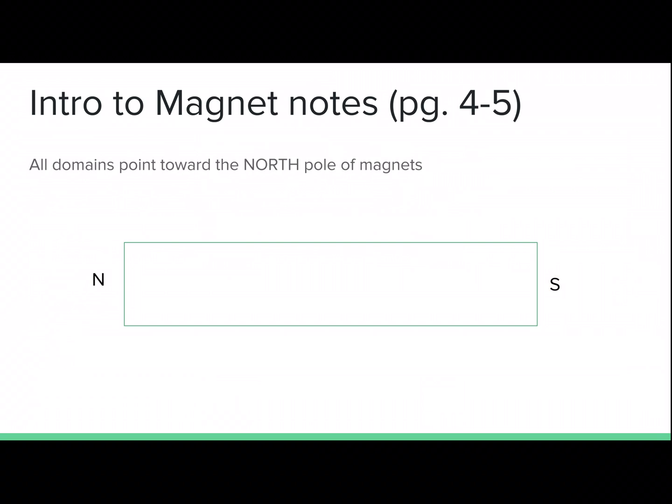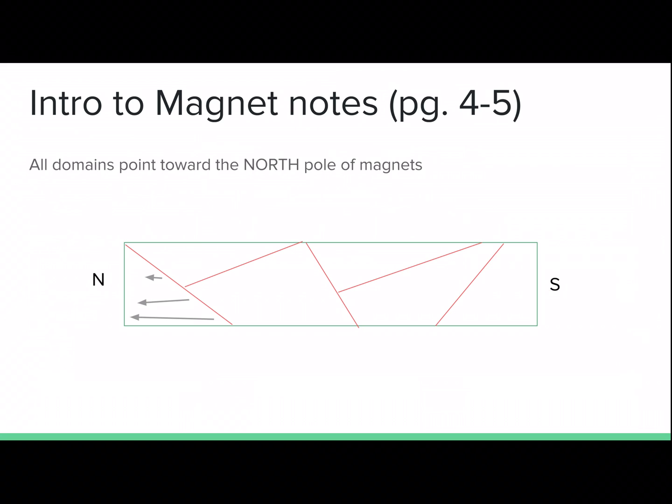Okay, so now we're going to draw a bar magnet. First thing, this is a magnet, so it has domains. So we need to draw sections that represent those domains. Next, we need to draw the electron spins. And so I said that all domains point toward the north pole of the magnet. So that means my electron spins all need to point to the left because my north pole is on the left.